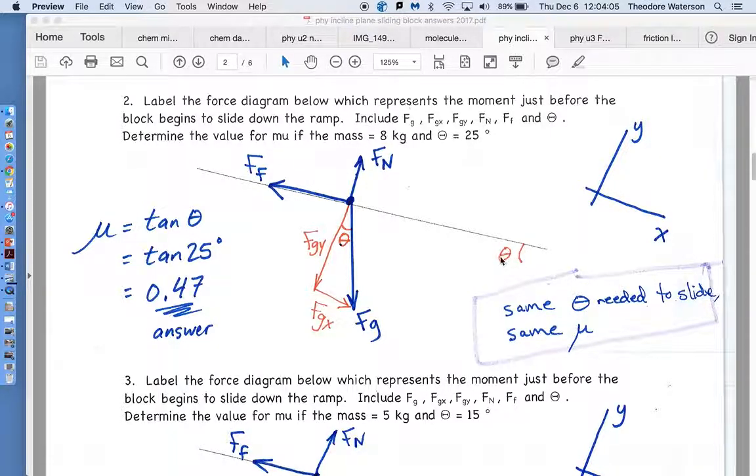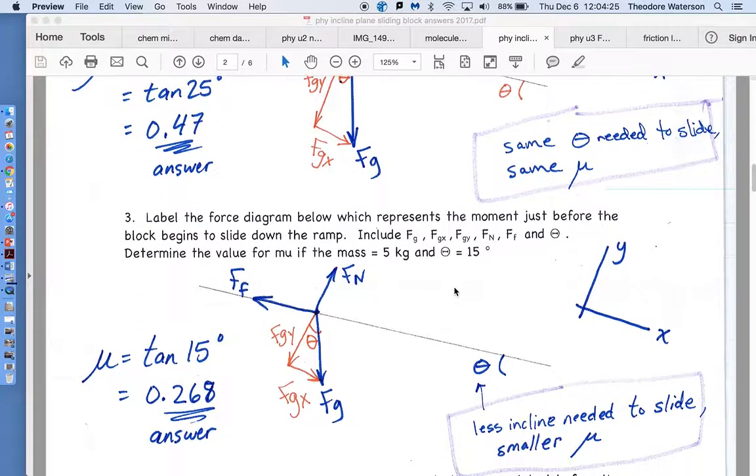If you know your angle of incline, you know this angle in our little force diagram, so you know this ratio of FGX to FGY. Remember, if it's balanced, FGX equals force of friction. If it's balanced, FGY equals the normal force.